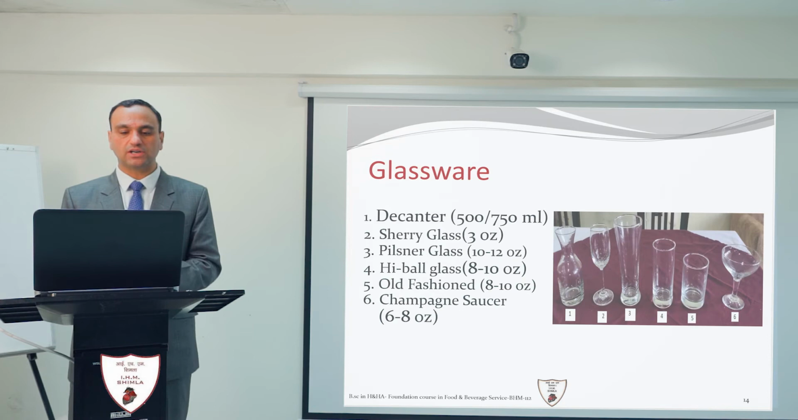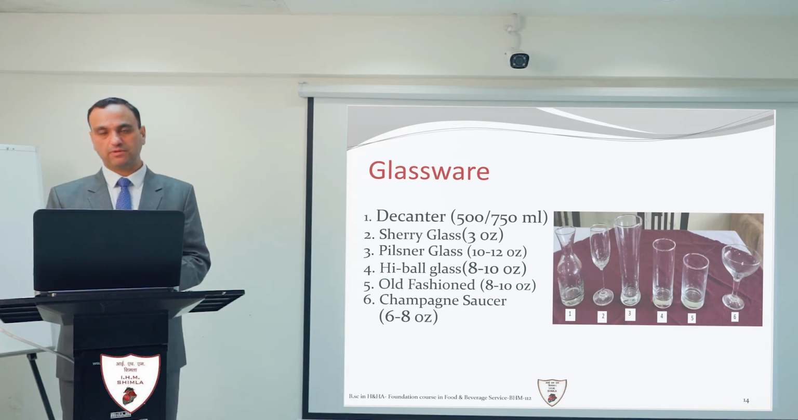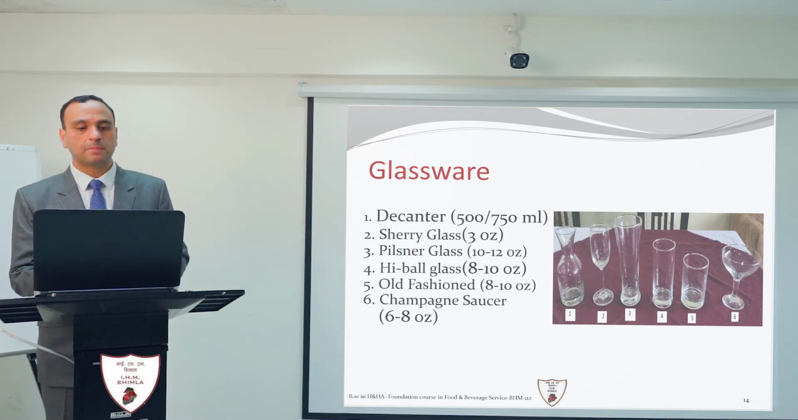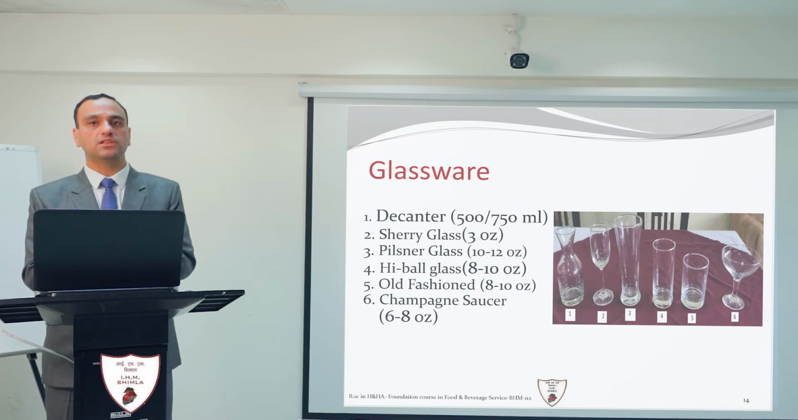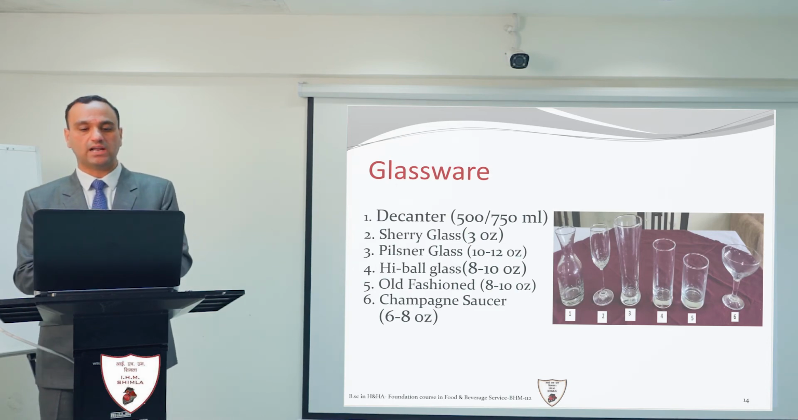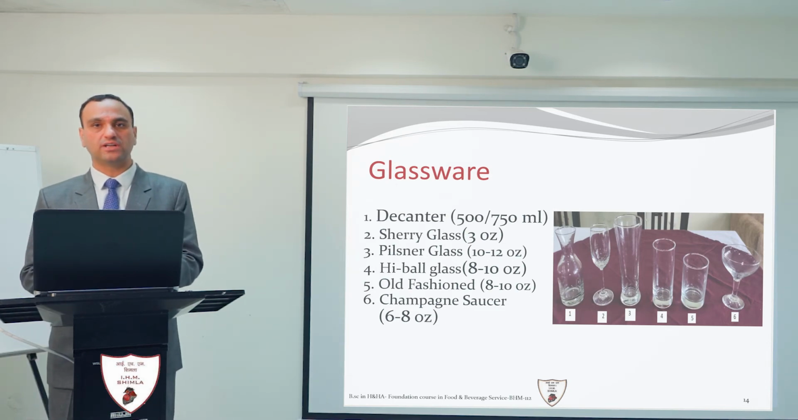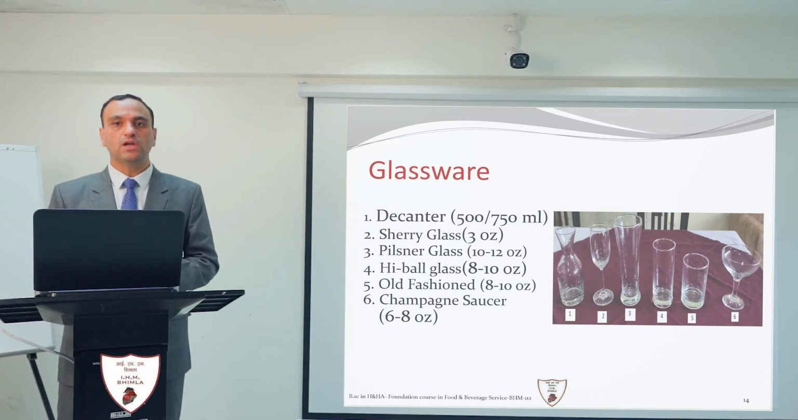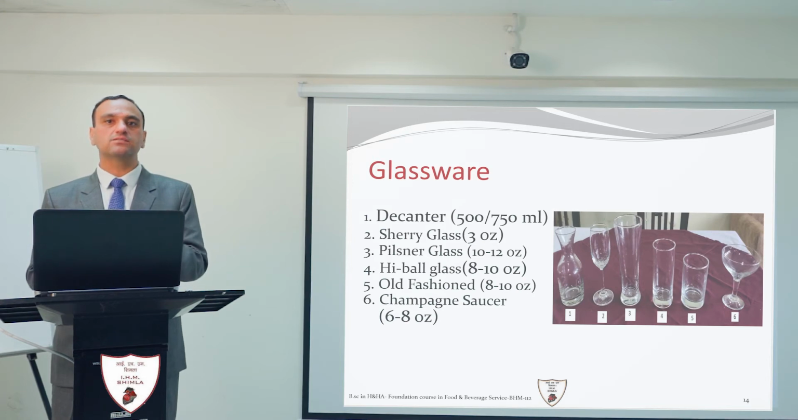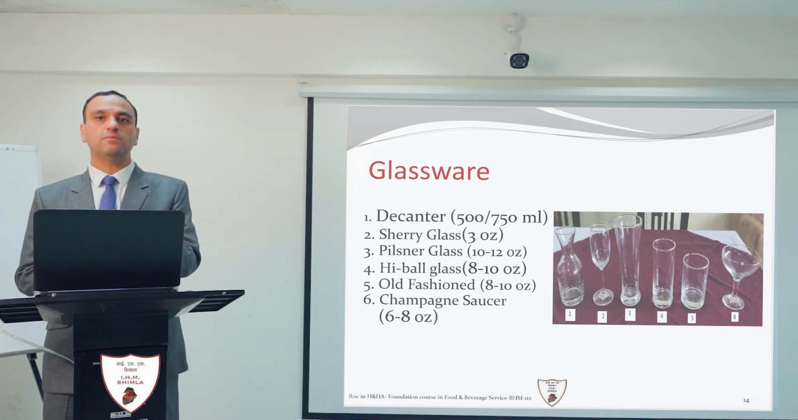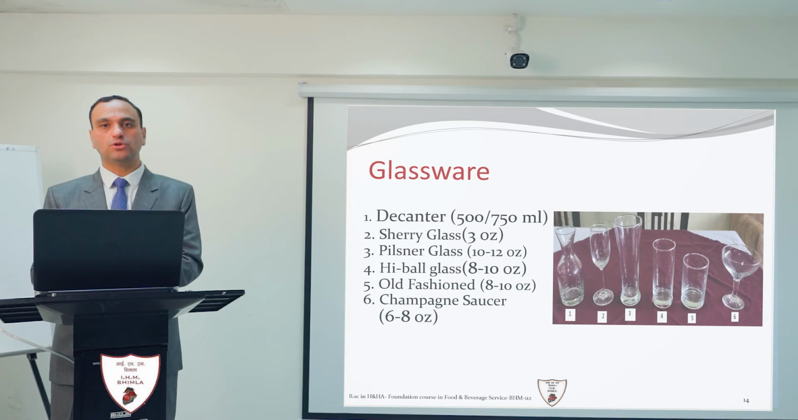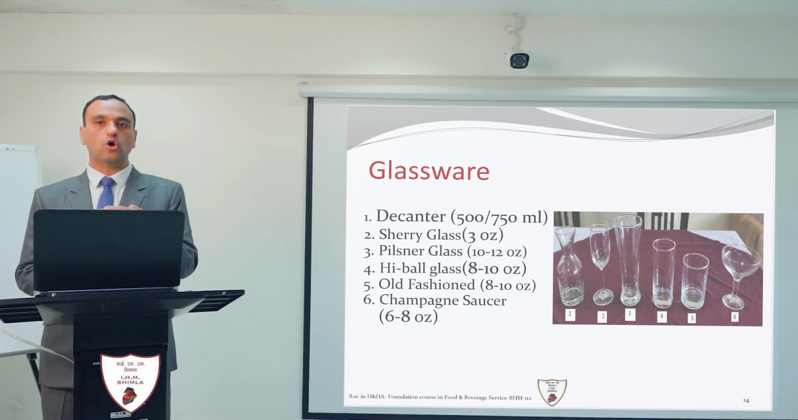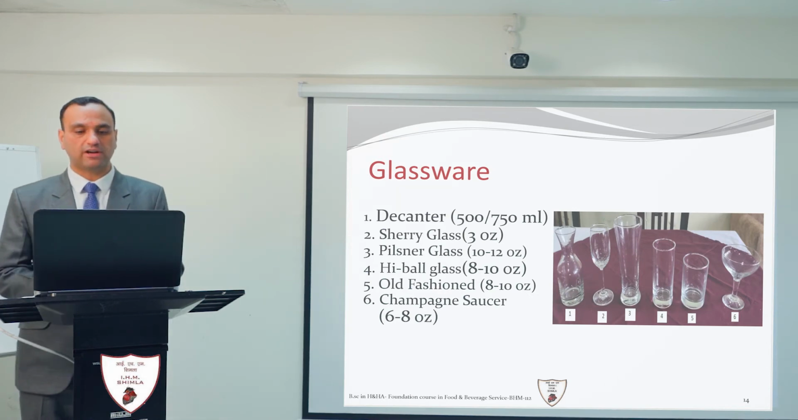Next is the old-fashioned glass. Old-fashioned glass will be used for serving whiskies, and we also call it the rock glass as well as the whiskey glass. Specifically, we serve whiskey in this glass. Capacity is 8 to 10 ounces. And on the rocks drinks will be served in the old-fashioned glass. For example, if we are going to serve rum on the rocks, in that case we are going to serve that rum in an old-fashioned glass. Otherwise it should go in a highball glass. So on the rocks drinks will be served in the old-fashioned glass.